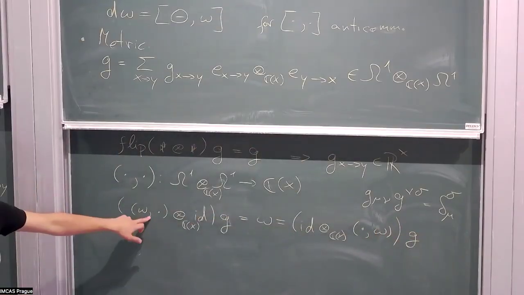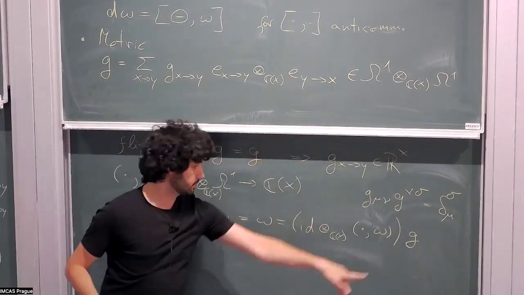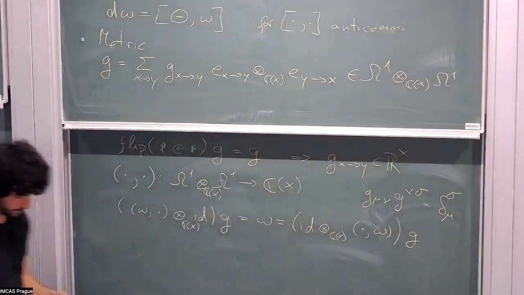Right. So we're acting with this on the first element of G, and from the other side, we're acting on the second element.